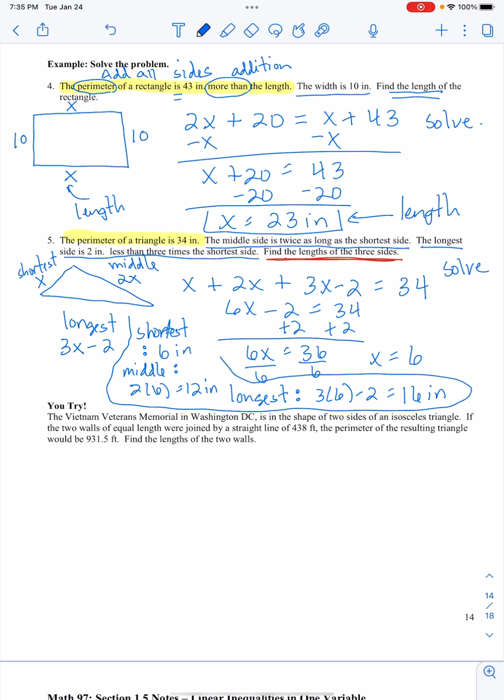Now you might wonder, well, how do I check my work? They said in the problem that all the way around the triangle was 34 inches. So 6 plus 12 plus 16 need to add to 34 inches.